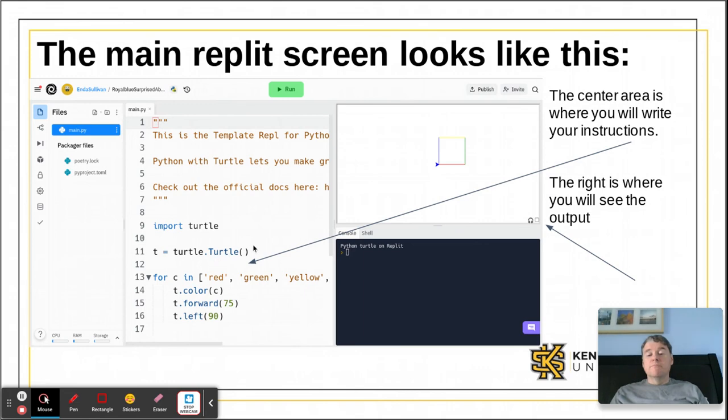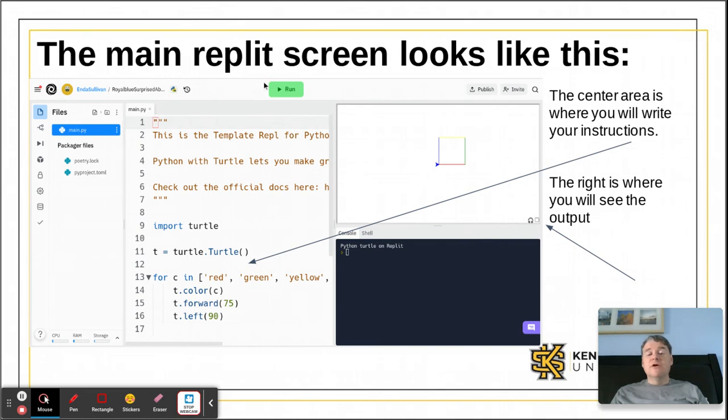When you want to see your results, you're going to look up here in the top right-hand window, and that's going to show you what the algorithm actually caused to happen. Everything else you can pretty much ignore for now. This area down here, don't worry about it. This area over here is for files, doesn't matter for you right now.